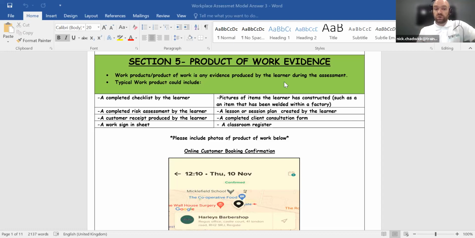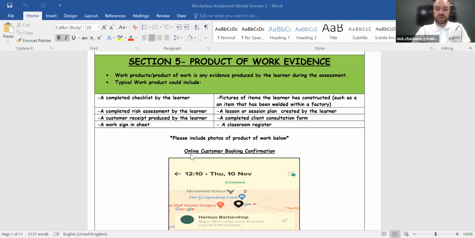Other products of work could be perhaps a customer receipt. It could be a risk assessment completed by the learner. It could be a work sign-in sheet, a lesson or session plan created by the learner. So that's going to obviously support the assessment. Once again, a classroom register or a completed client consultation form. So within workplace assessments, you need to show us a product of work here. Let's have a look at mine.